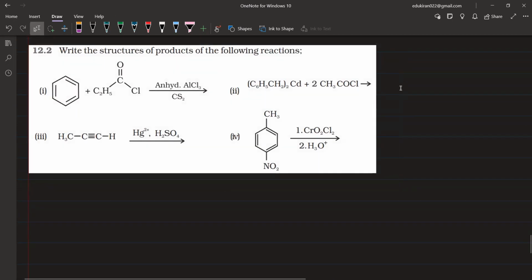So let's do these problems. So in the first case, what do we have? We have a benzene ring. And we have acyl chloride or acid chloride and anhydrous AlCl3. Identify this reaction. कौन सा reaction है ये?